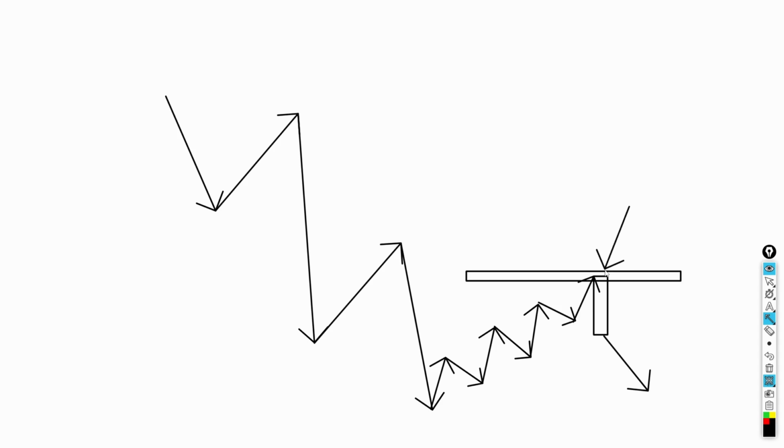A pin bar pattern can work. A doji pattern, an engulfing pattern or an inside bar pattern can work here. All you are looking for is a reversal pattern. Once you have a reversal pattern that breaks the recent support here, you will take the trade.